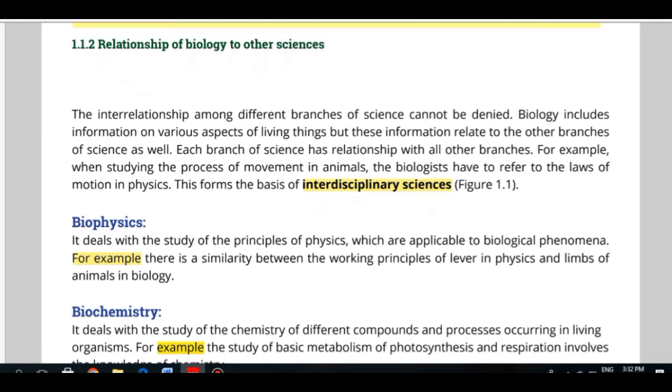So in the introduction we will simply write that the interrelationship among the different parts of the science cannot be denied, and biology includes the information of various aspects of the living things, but this information relates to other branches of the science as well. Then we will explain the interdisciplinary sciences, that is, each branch of the science has a relationship with all other branches. For example, when studying the process of movement in animals, biologists have to refer to the laws of motion in physics, and this is the basis of the interdisciplinary sciences.